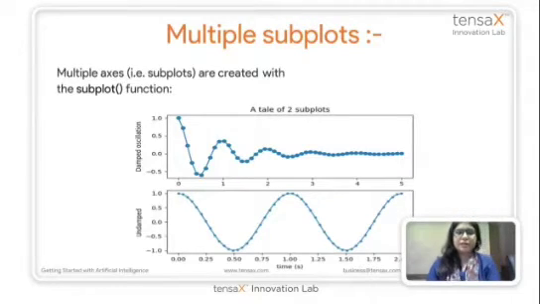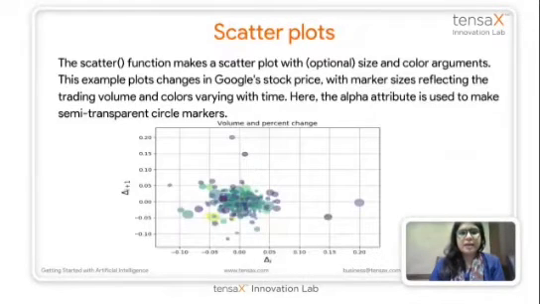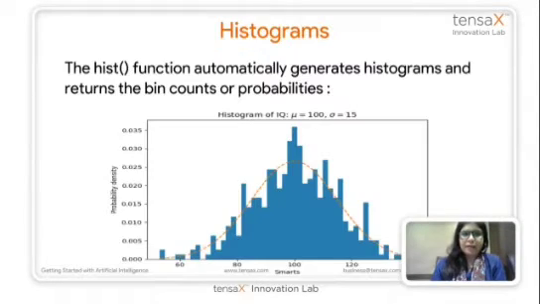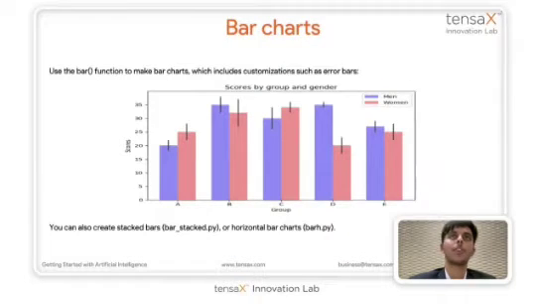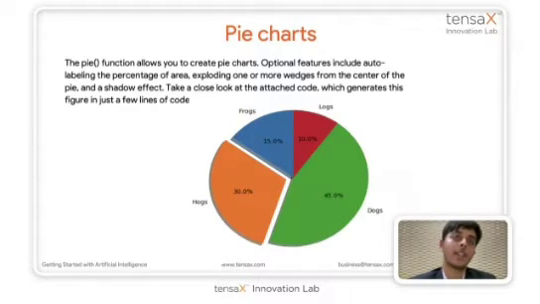Another way to showcase your data is through subplots, right? Have two plots in the same window, showcasing different variables. Then you have scatter plots. I'm sure everyone's seen all of this. And then we have histograms. Histograms can help you represent the distribution of your data. You can have bar charts to represent and draw comparisons in different data fields. You can have pie charts.